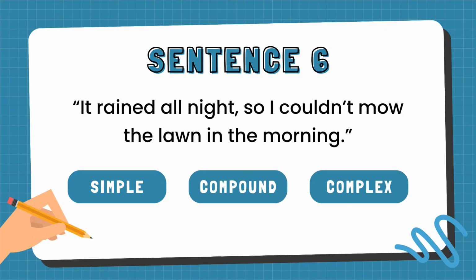It rained all night, so I couldn't mow the lawn in the morning. Is it a simple sentence or a compound sentence? It rained all night is an independent clause. I couldn't mow the lawn in the morning is another independent clause, and here it has been joined together by the coordinating conjunction so. Therefore, we have a compound sentence.